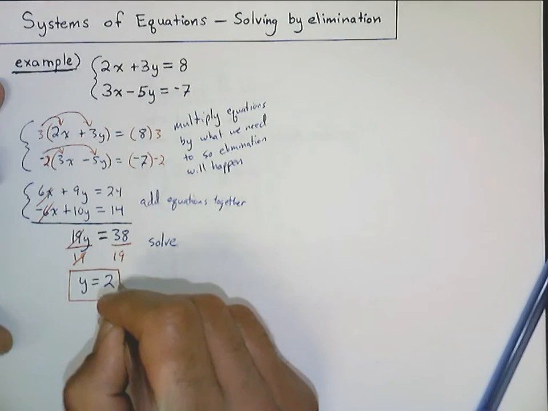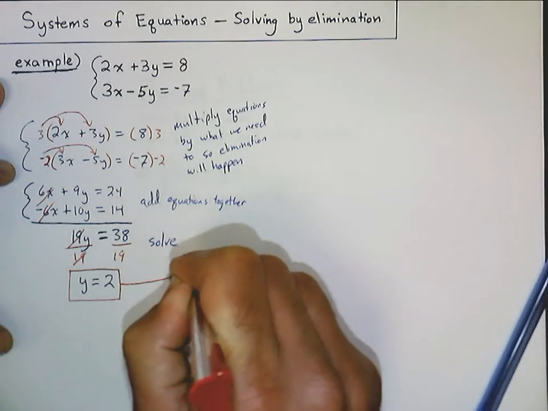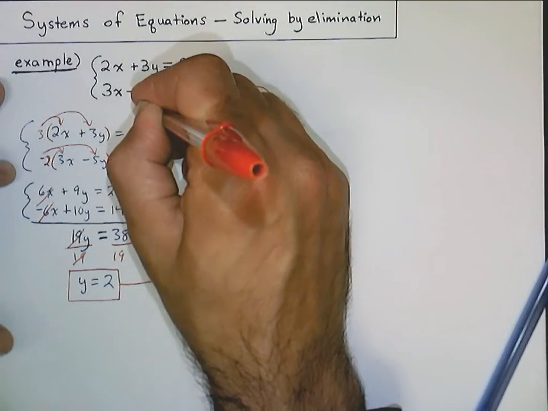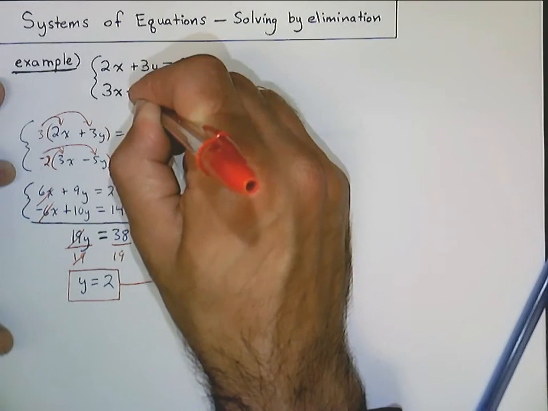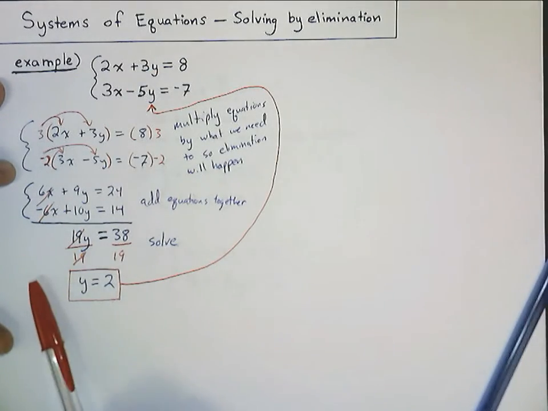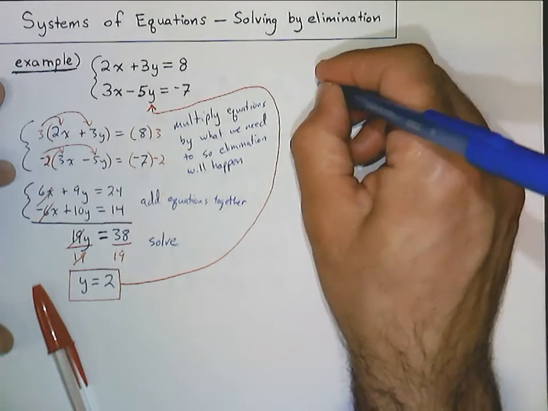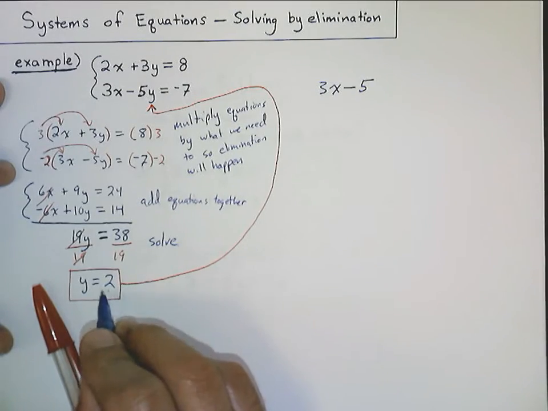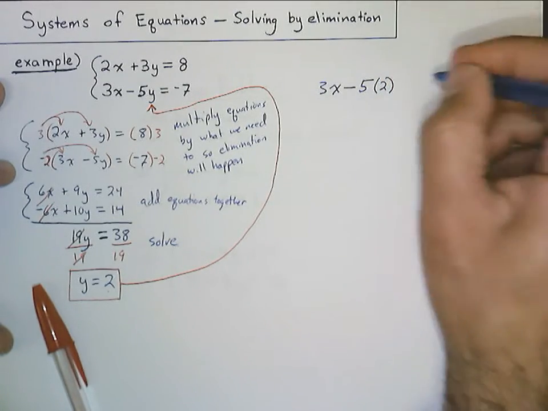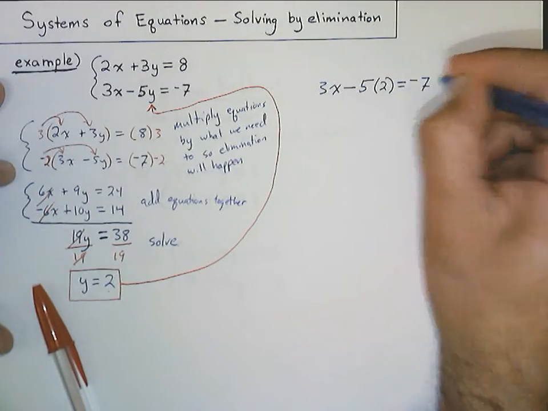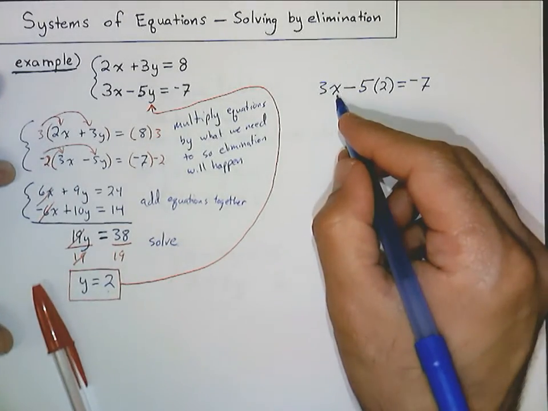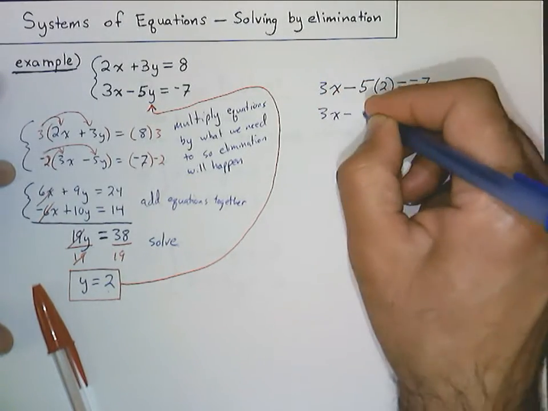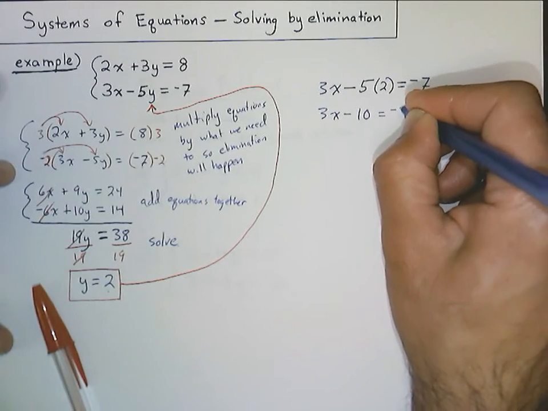So just like with substitution, we take this and we go all the way back up to one of the original equations. Let's do the second equation this time, why not? And we just plug it in there for the y variable in that equation. So we have 3 times x minus 5 times the y coordinate now, which is 2. That's supposed to be equal to -7. And now all we have to do is solve for x. So what we have here is 3x minus 5 times 2 is 10 equals -7.